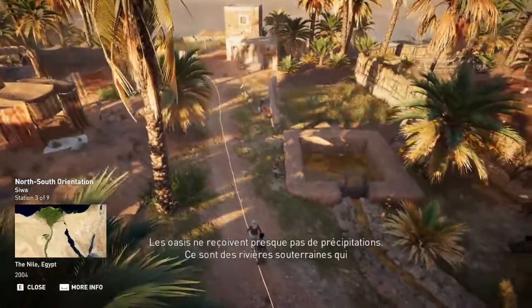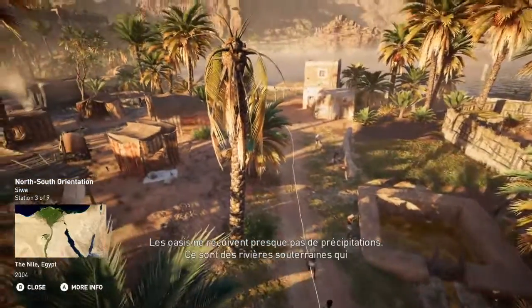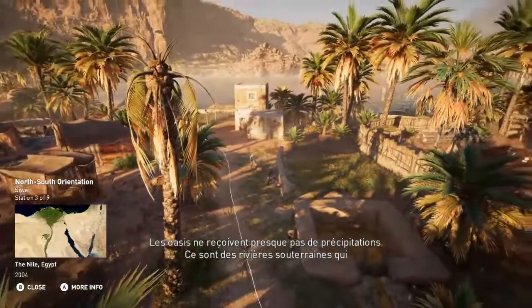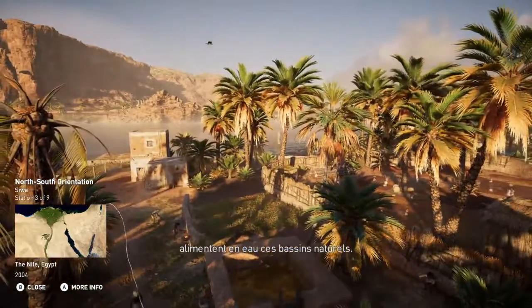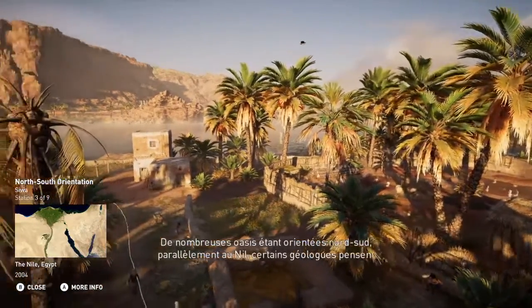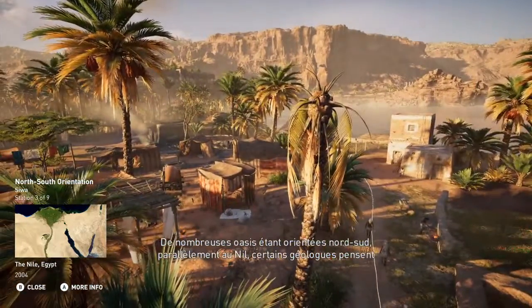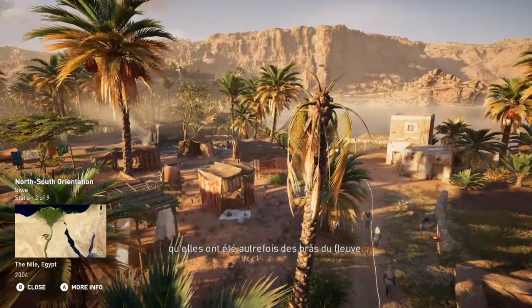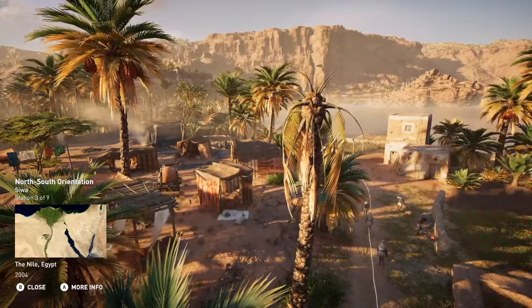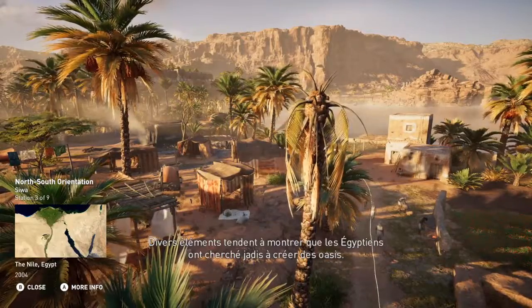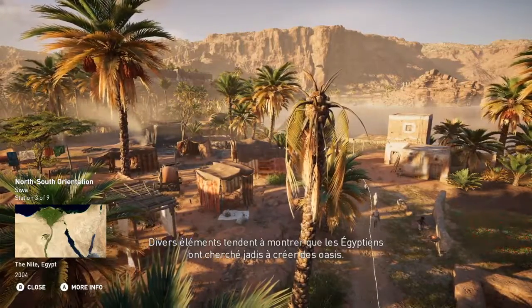Because of the dry climate, there is very little rainfall to sustain the oases. Instead, underground rivers flood the natural basins. Since many oases have a north-south orientation parallel to the Nile, some geologists suggest they were once tributaries of the mighty river. There is evidence that ancient Egyptians attempted to create some oases.